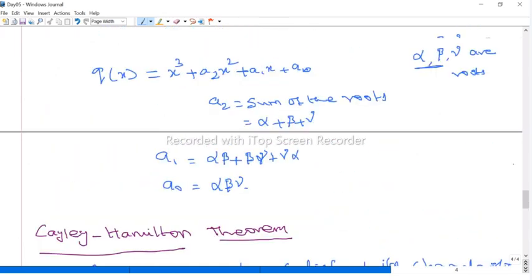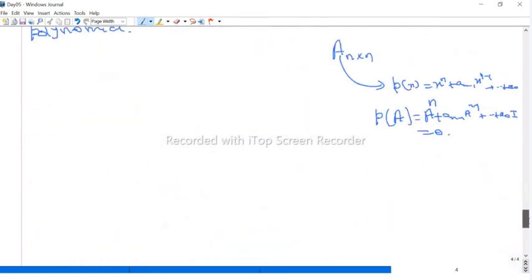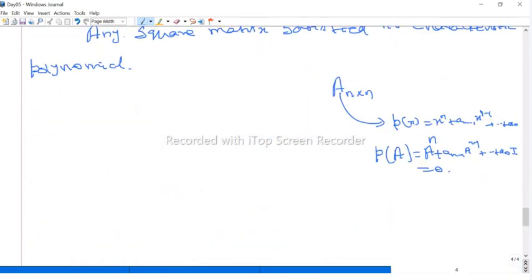So for example, let us take a 2 by 2 matrix. Better we take a simple one. To check this, suppose we take A equal to 1, minus 1, 2, 0. This is a 2 by 2 matrix.